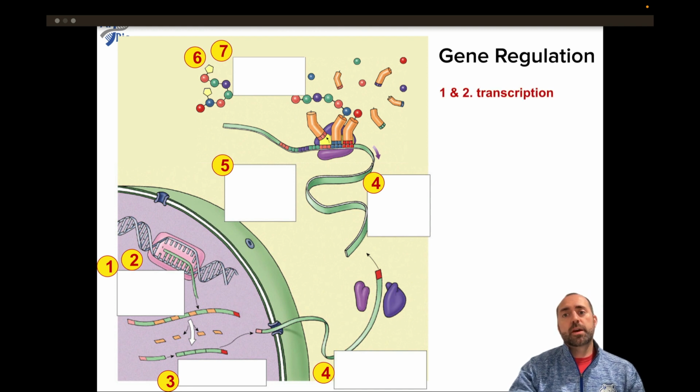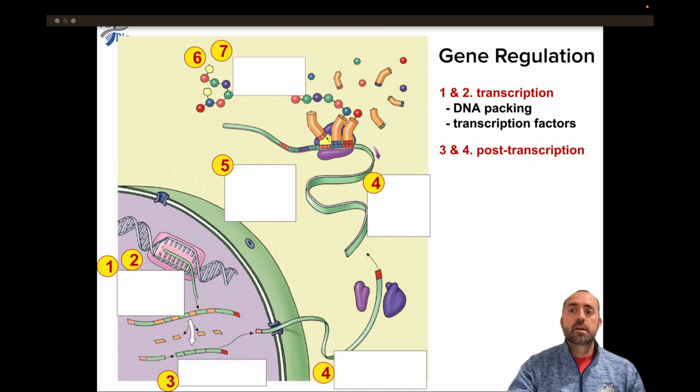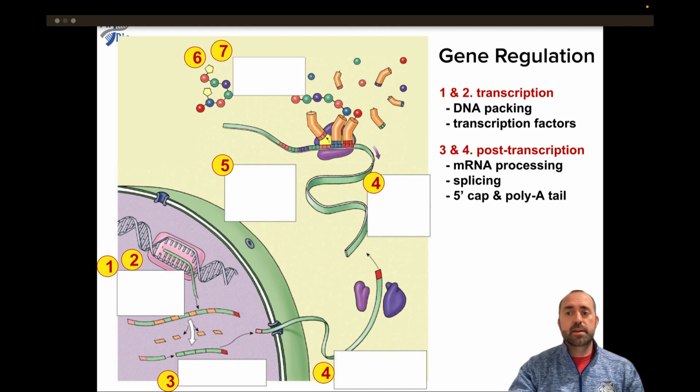So gene regulation, from the very beginning, you have transcriptional control, where you have the packing of the DNA. You have transcription factors that mark which genes are going to be turned on and turned off. You have post-transcriptional control, where you have mRNA processing. You have splicing of certain exons together. You have that 5' cap and the poly A tail that gives the mRNA a lifespan. And then those mRNAs can be broken down or stopped by siRNAs.